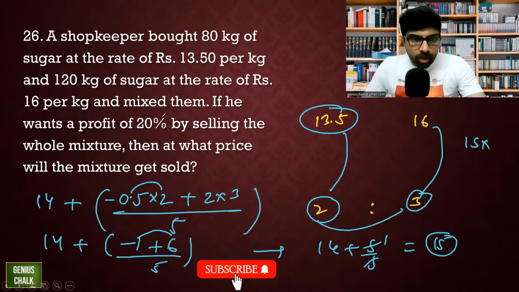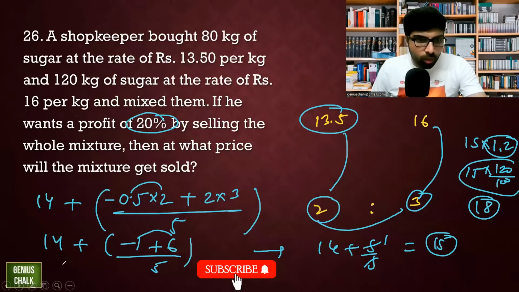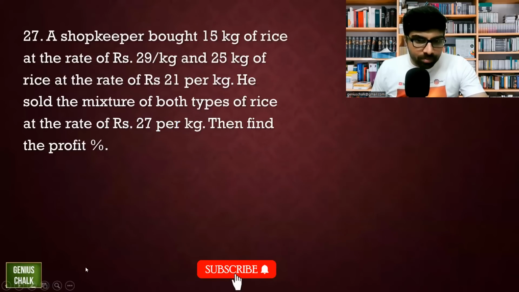Now, in order to get 20%, you can directly multiply by 1.2 because it is basically 120 by 100, which is 100 plus gain upon 100 into cost price of mixture. So this is coming out to be 18 again. A very good question using all the concepts combined together. Next one. Let's do one more, same type.